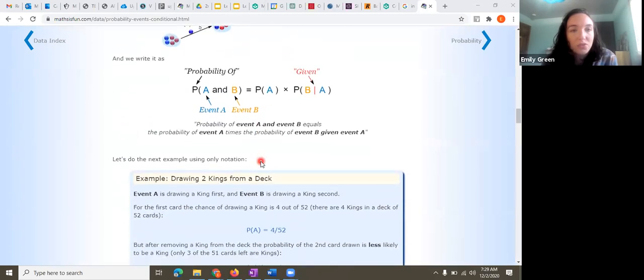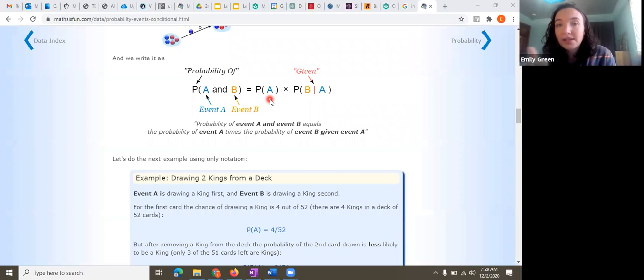I would like you to copy down this part so that you have a clear explanation of what these mean. So the probability of both A and B happening equals the probability of A, that first one, times the probability of B given A.